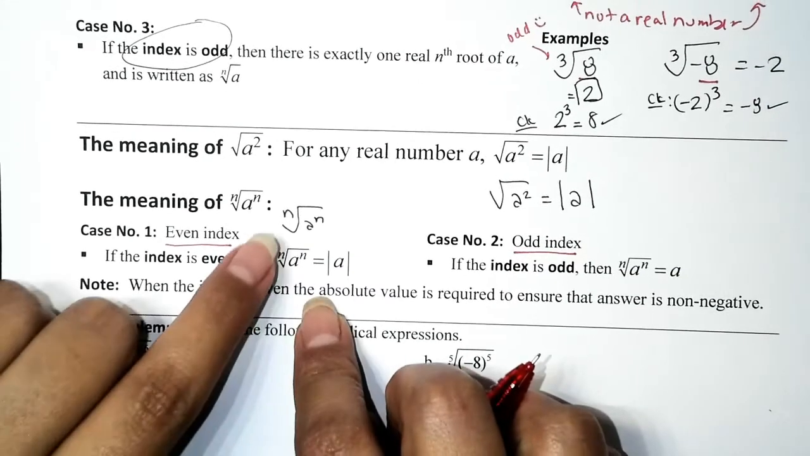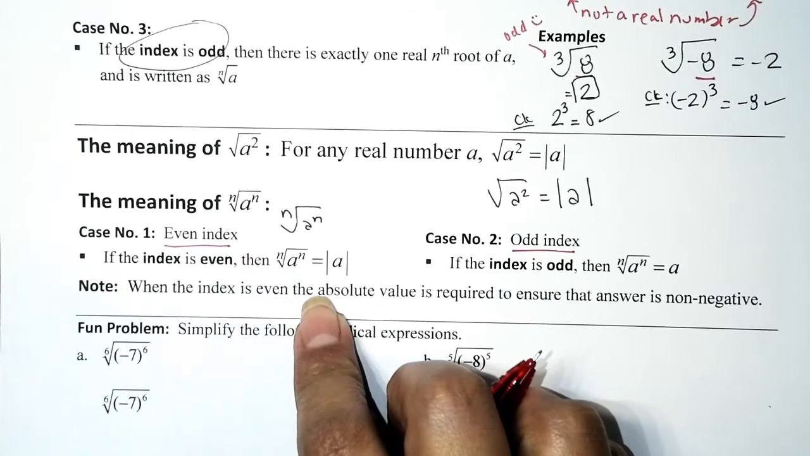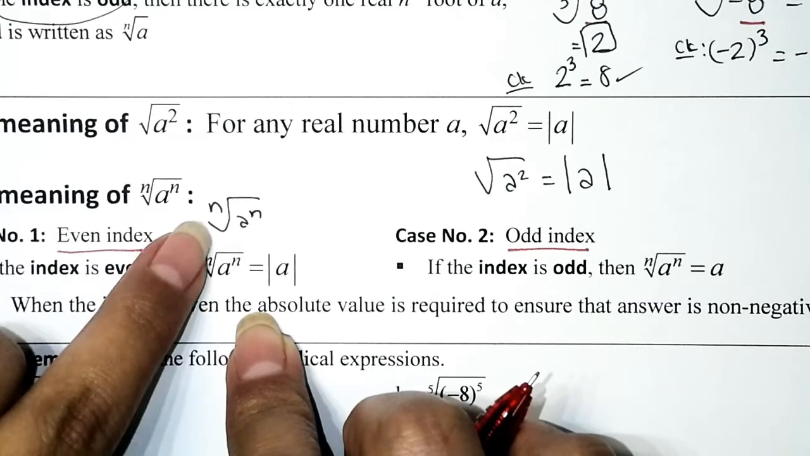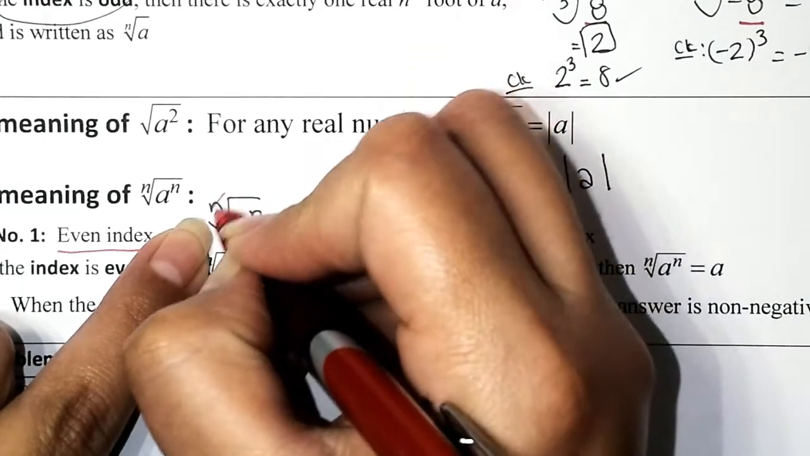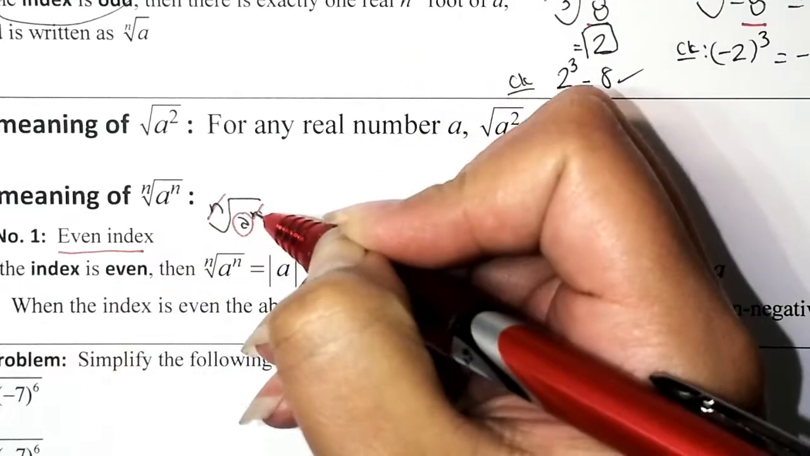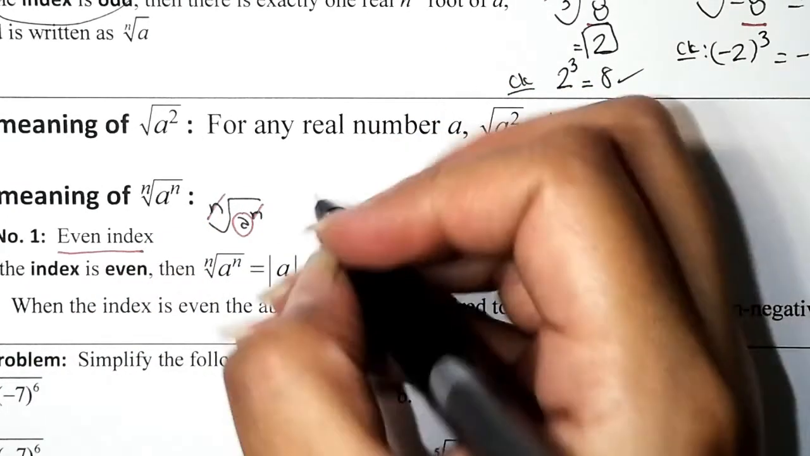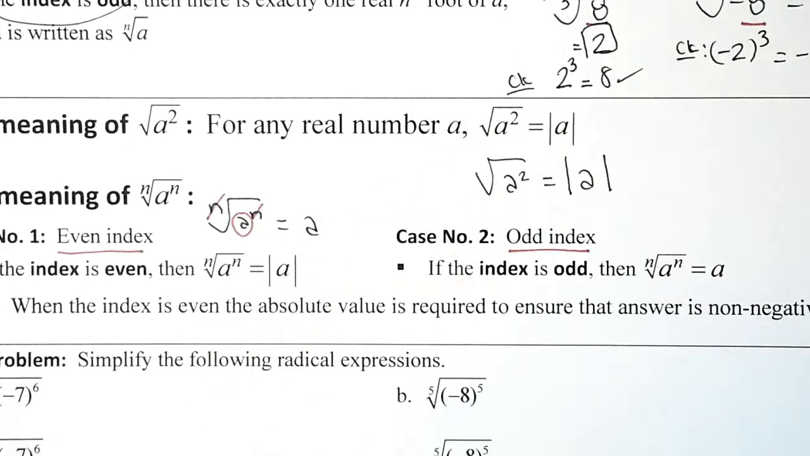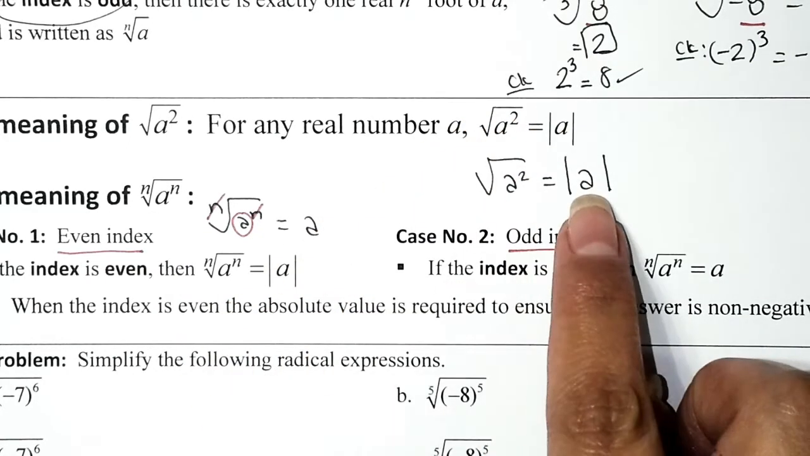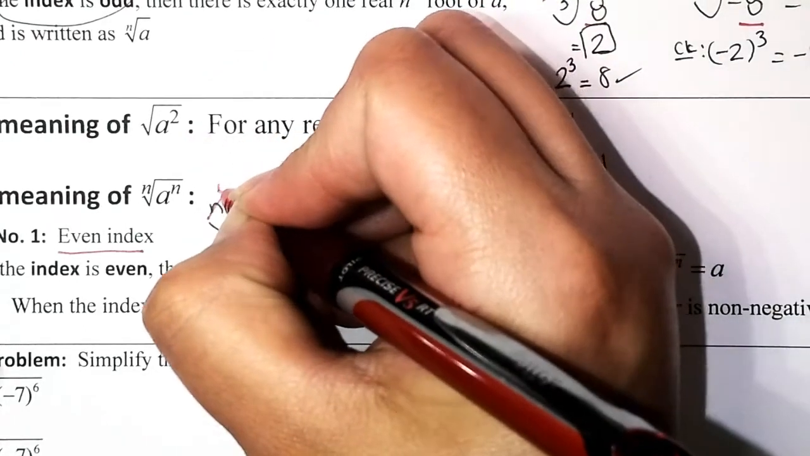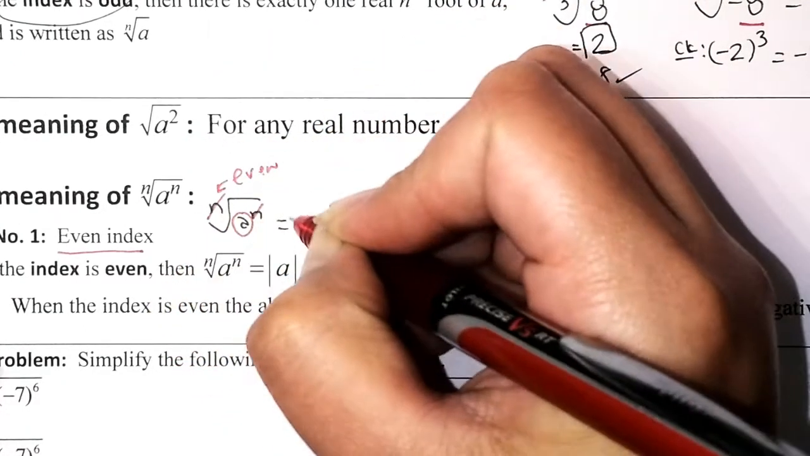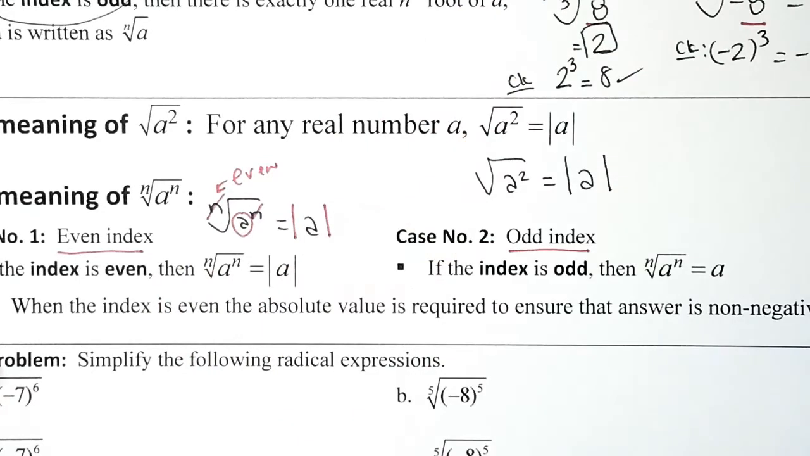Okay, if the index is n, let me go ahead and zoom in. Index is n, power is n, they're going to undo each other, and that's going to leave us with the leftover radicand, which is a. But the question is, do I need an absolute value? Yes or no? If the index is even, then we have to throw in an absolute value.